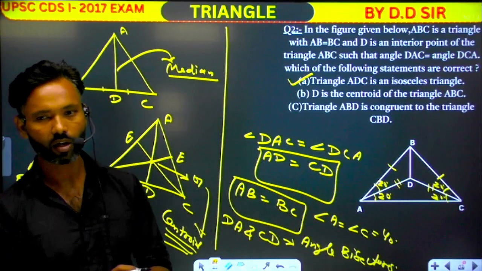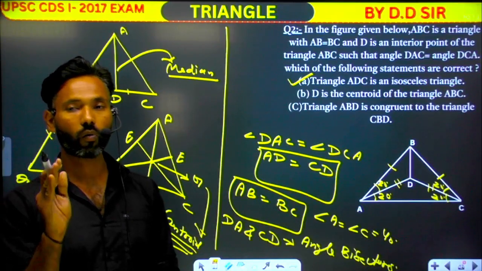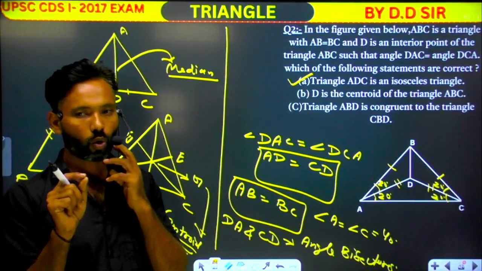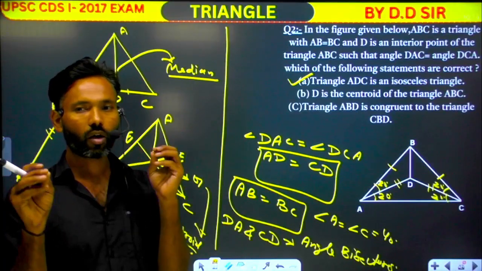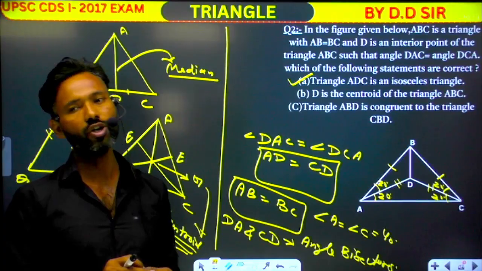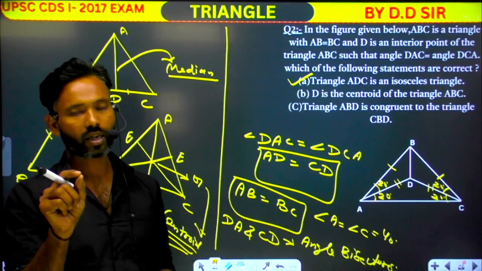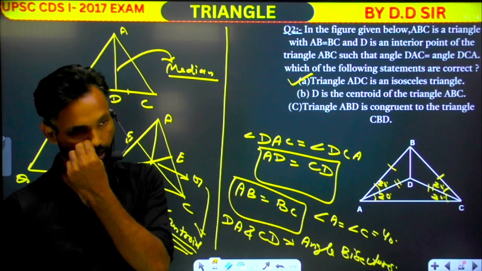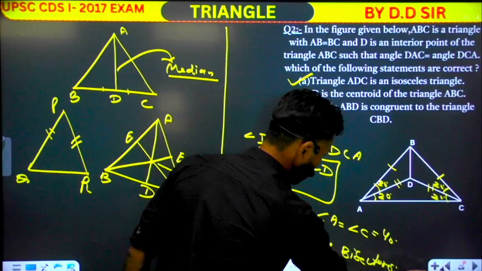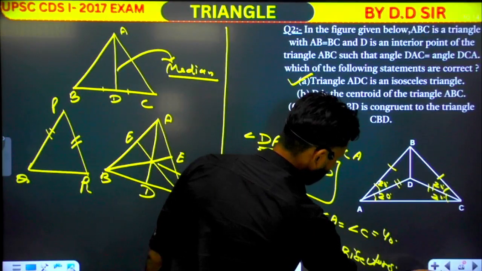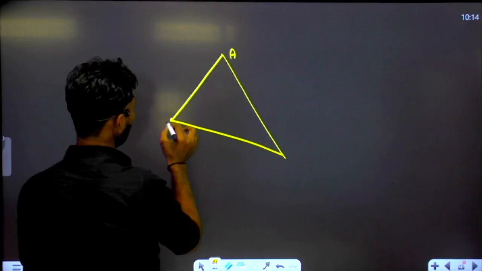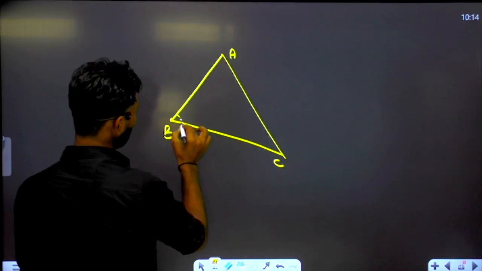But keep one thing always in your mind: if there is an isosceles triangle and you draw two angle bisectors from the vertices which are equal in degree, then those angle bisectors will work as medians. I'm going to explain this in more depth. Let's take a triangle ABC, where angle B is equal to angle C.